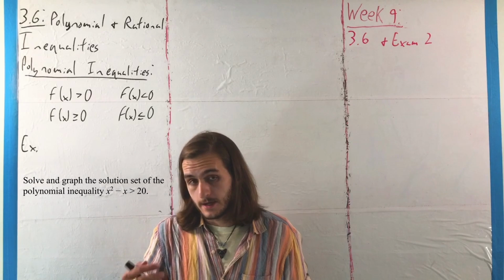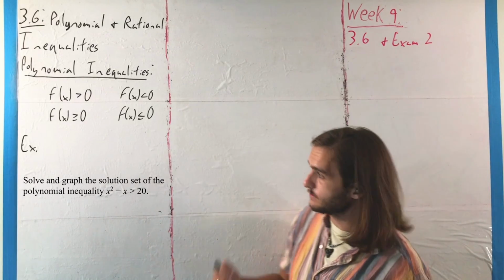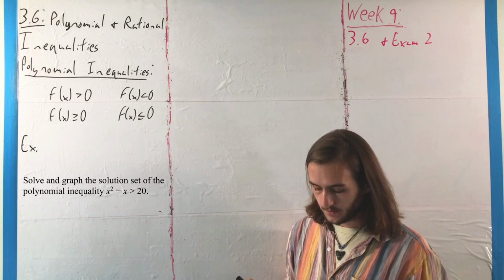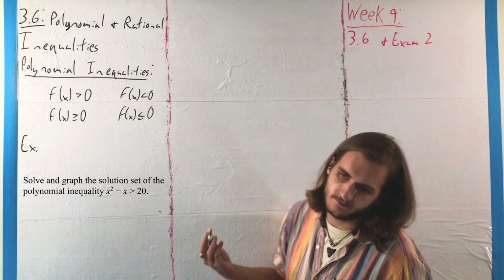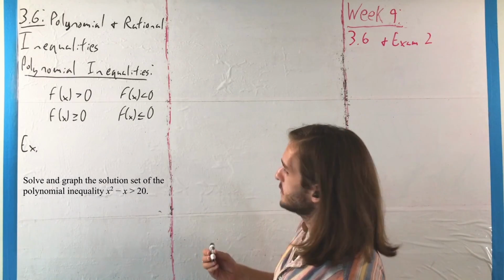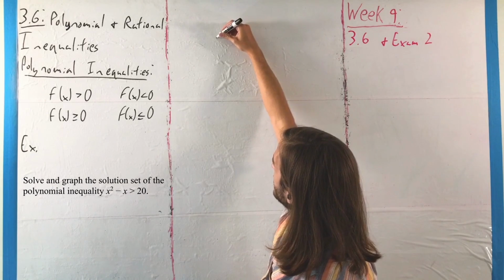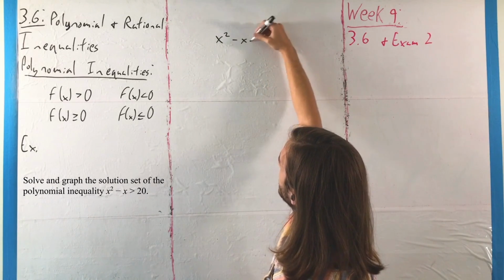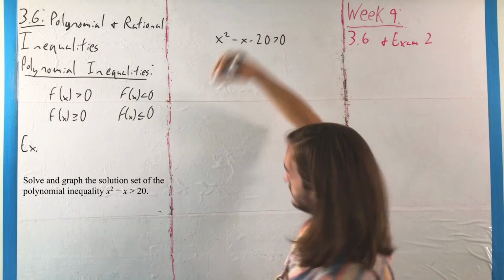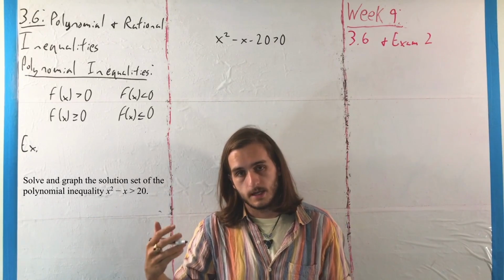For our first example, we want to solve and graph the solution set of the polynomial inequality x squared minus x is strictly less than 20. And that strict inequality is an important detail that we need to be mindful of. So the first thing you want to do, just to be consistent, is pull over that 20 to the left side and write this as x squared minus x minus 20 is strictly bigger than 0 instead.